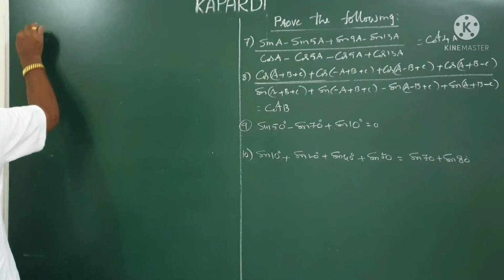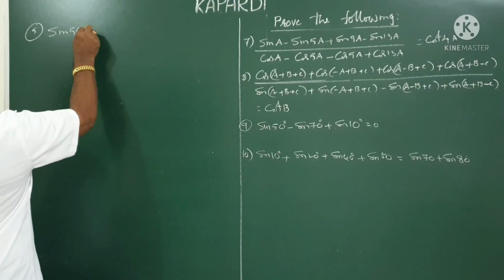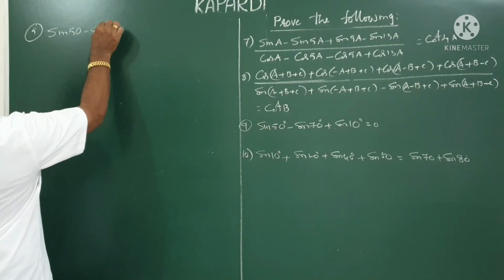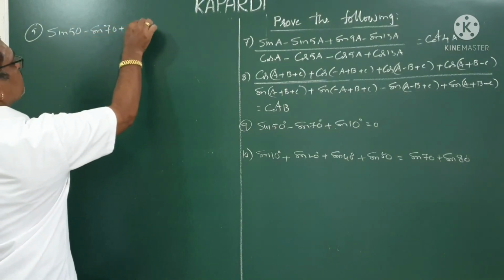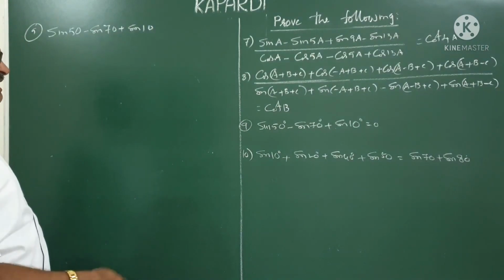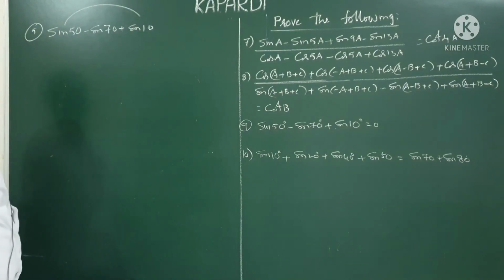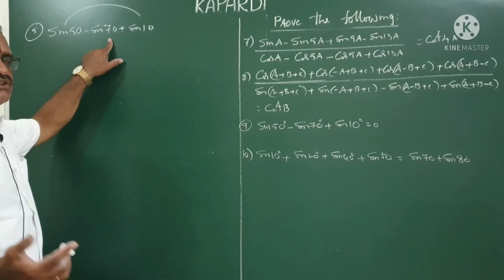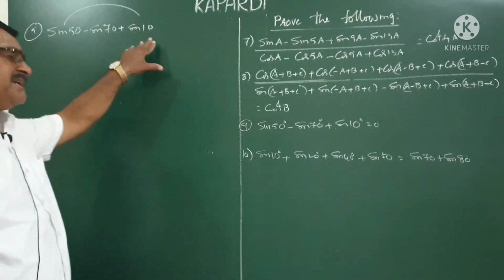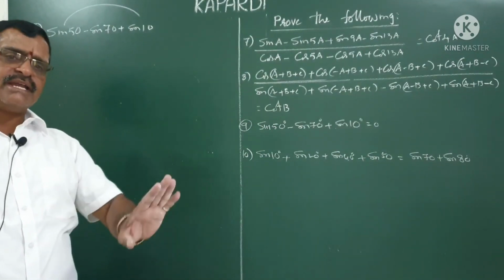Sin 50 minus sin 70 plus sin 10. You have to show that it is equal to 0. We do one thing, you take anything common. I will take sin 10, sin 50 as one group. Of course, you can take 50, 70 also as one group, you can take sin 70, sin 10 also as one group. There is no compulsory method, you can take any two.